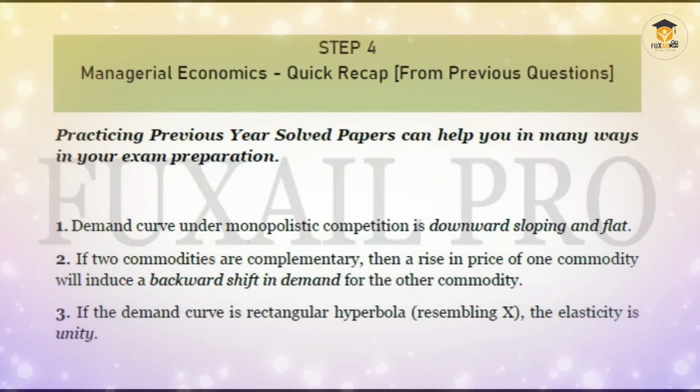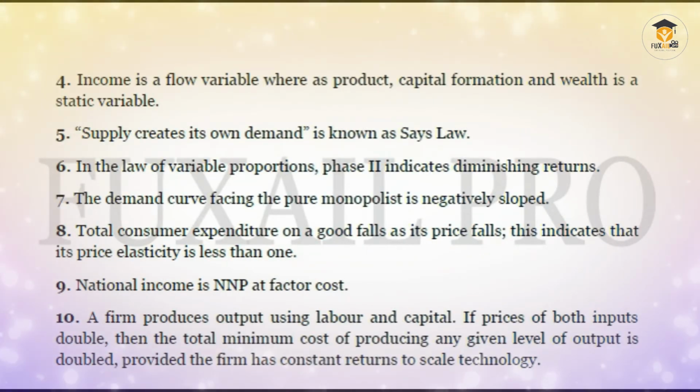3. If the demand curve is a rectangular hyperbola, the elasticity is unity. 4. Income is a flow variable whereas product, capital formation, and wealth are stock variables. 5. Supply creates its own demand is known as Say's law. 6. In the law of variable proportions, phase 2 indicates diminishing returns. 7. The demand curve facing the pure monopolist is negatively sloped. 8. Total consumer expenditure on a good falls as its price falls, this indicates that its price elasticity is less than 1. 9. National income is NNP at factor cost.